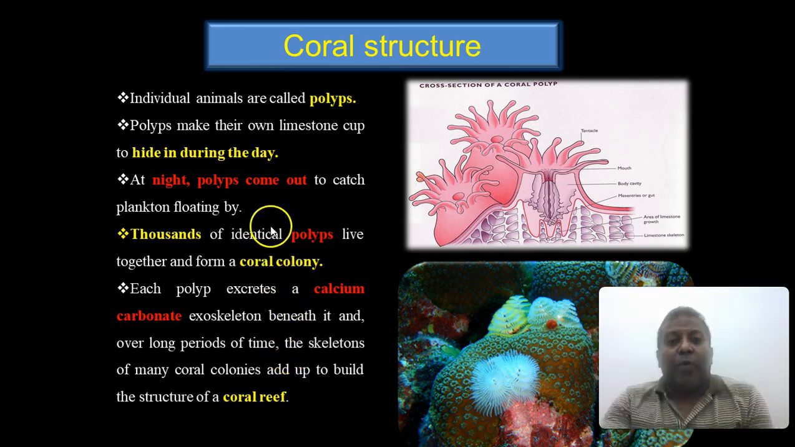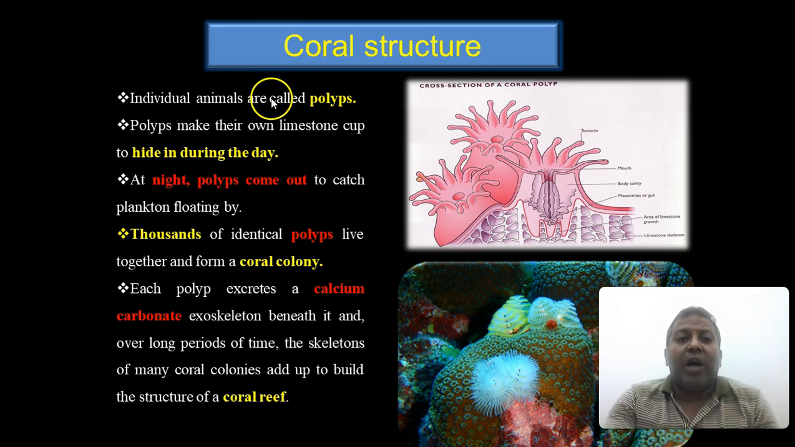Next, the structure of the polyps. So individual animals of the coral reefs are known as polyps. Polyps make their own limestone cup to hide in during the day when the sunlight is there. At night, the polyps come out to catch plankton floating by. In this picture, you can see the dissection of a polyp, and in this picture, you can see the polyps coming out of their calcium carbonate cell during the night.